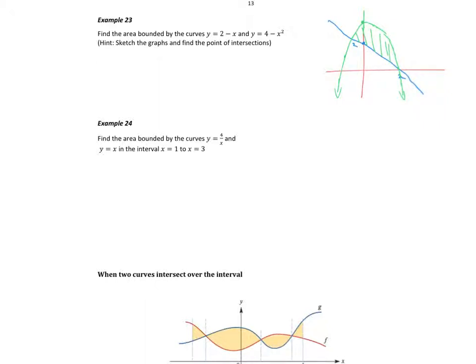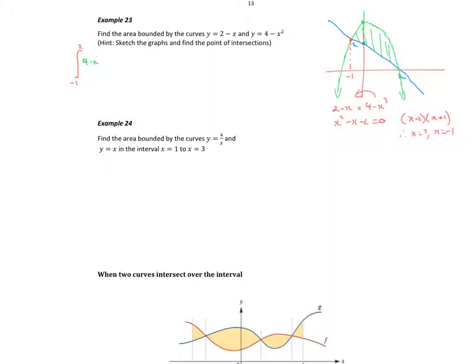Let's confirm points of intersection. So 2 minus x is equal to 4 minus x squared. Take x squared and 4 across, I get x squared minus x minus 2 is equal to 0. So (x minus 2)(x plus 1). Does that look right? Yep. Therefore, we get x equal to 2 and x equal to negative 1 as my points of intersection, which seems okay.